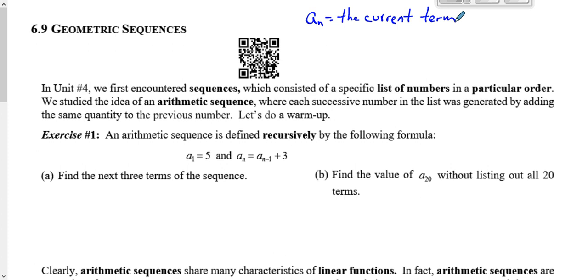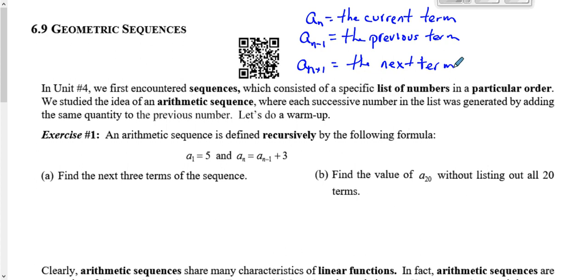And if you want to talk about, say, the previous term, A sub n minus 1, right? So one place back in line would be the previous term. And A sub n plus 1 would be what? The next term, right? The next one in line. Okay?